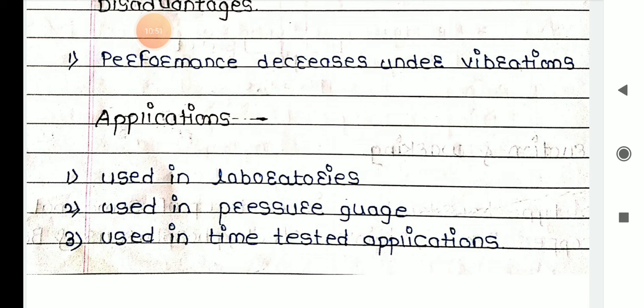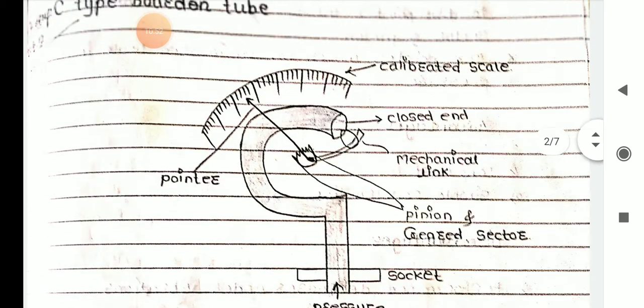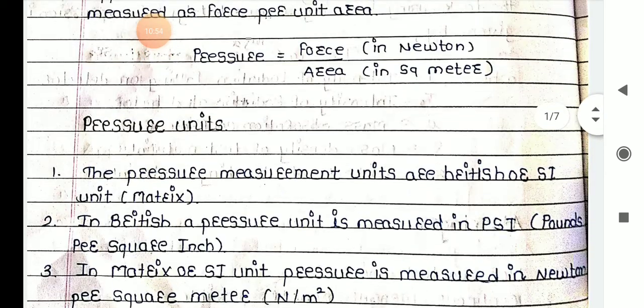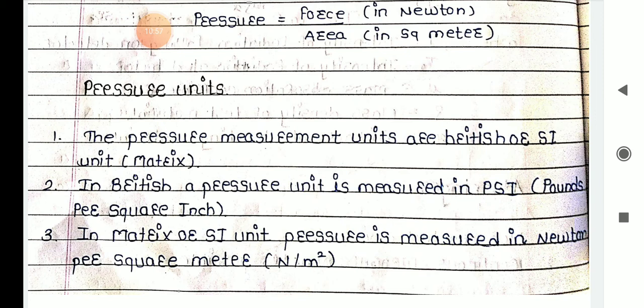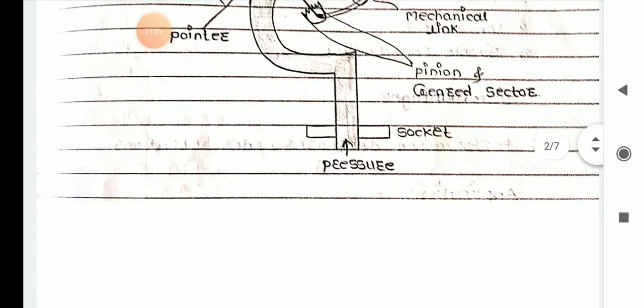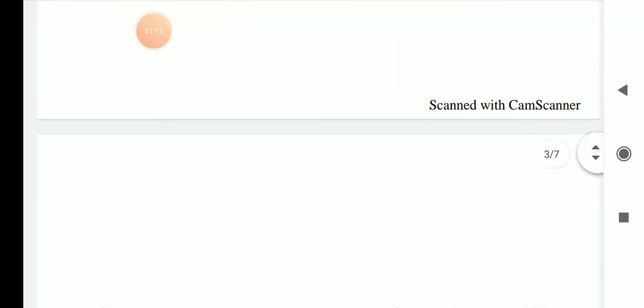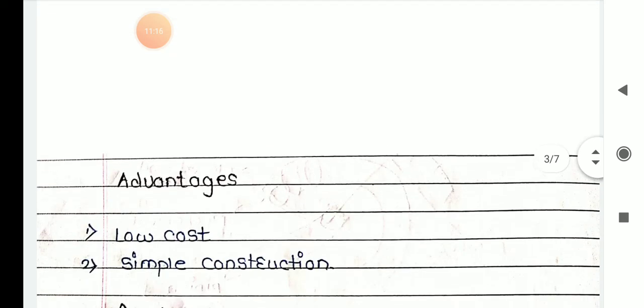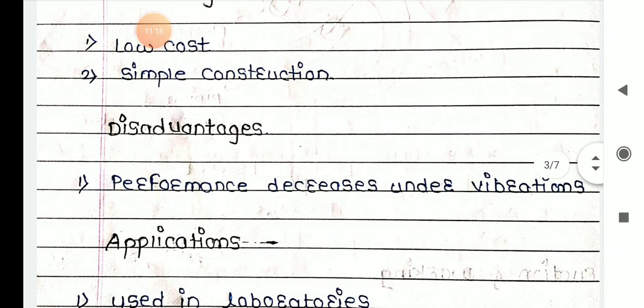So kg per, as you know, Newton per meter square or pounds per square inch, or you can use kg also. Okay, kg per centimeter square you can use also. In real time applications you are going to use this C-type Bourdon tube. Whenever you fill pressure in all the tires, you are going to use this kind of application.